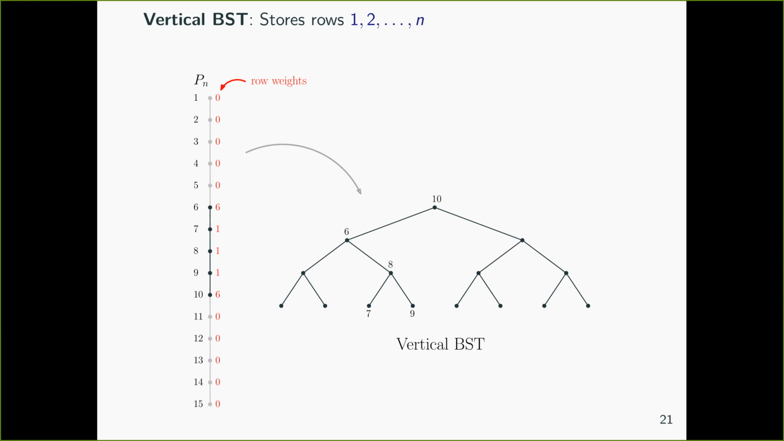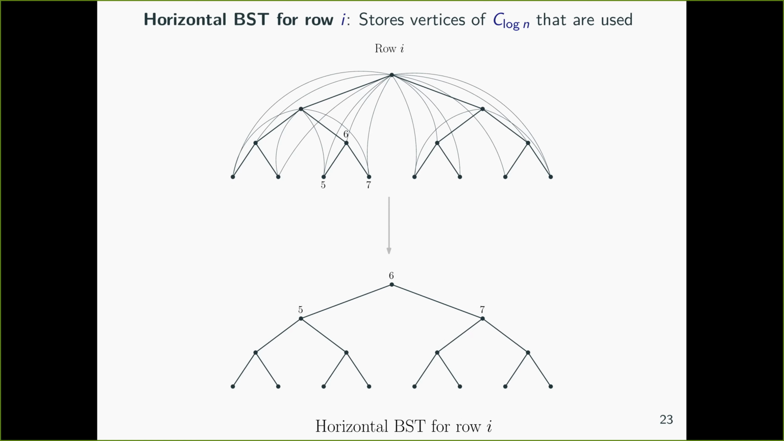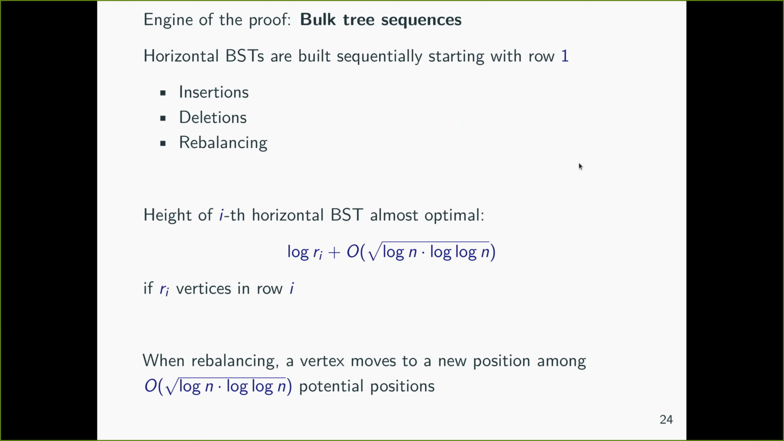But the real novelty in the proof is these horizontal binary search trees, and now we actually have one binary search tree per row. So row 1 has a BST, row 2 has a BST, up to the last row. There is not much I can say that will make sense in such a short talk, so let me just say that the engine of the proof is what we call bulk tree sequences. These are binary search trees that are balanced in the sense that they have almost optimal height with respect to the number of elements they contain. And they evolve over the rows.